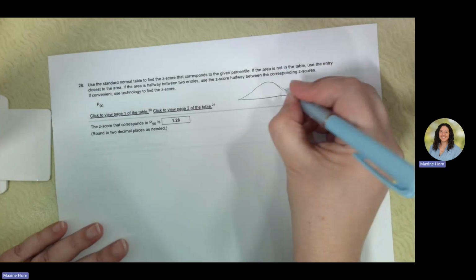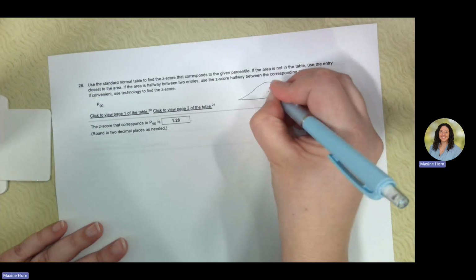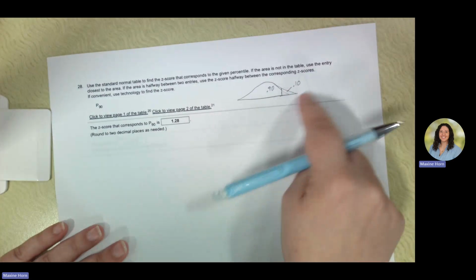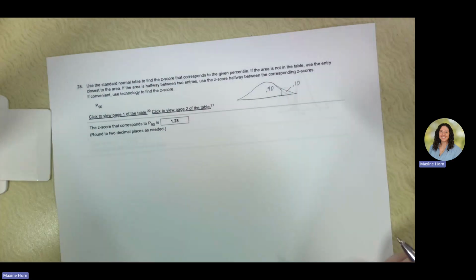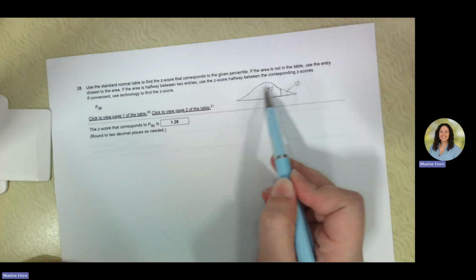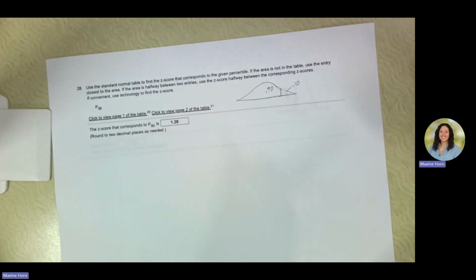Okay, so the 90th percentile, remember, is 0.9 on that side, which means the other 10 is over here. Not that I have to label that, but just as a reminder. So they want us to use the chart. We're going to find the area under the curve in the body of the chart. Here we go.